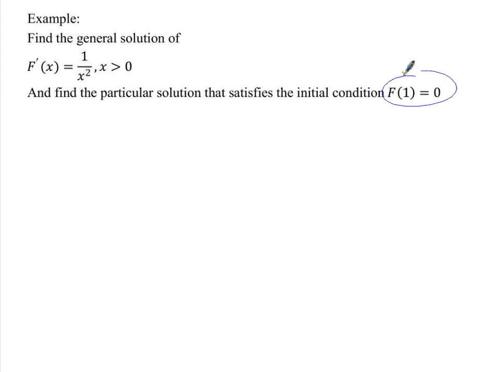Technically, this is not an initial condition. It satisfies the condition f at 1 equals 0. Why is that not an initial condition? Because f is at 1. Yeah, if f was at 0, that would be an initial condition. Okay, notice the notation here. We didn't write little f prime of x. We wrote big F prime of x. Does that have any significance at all?